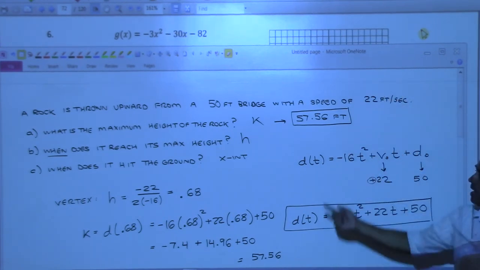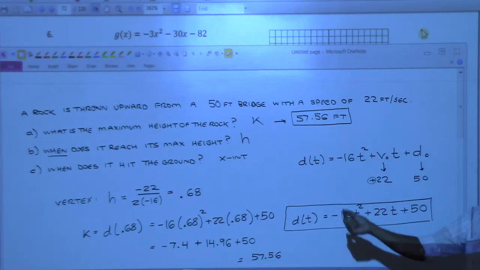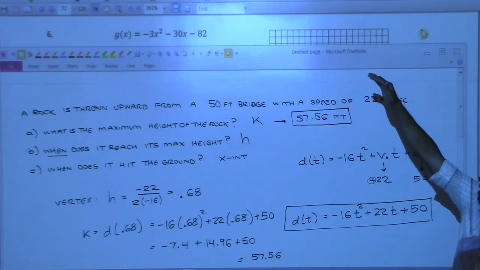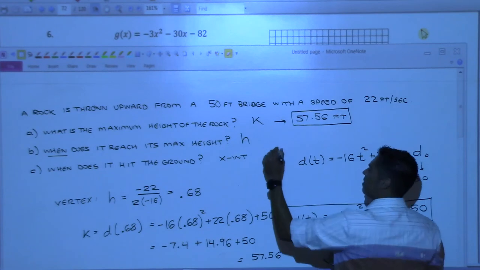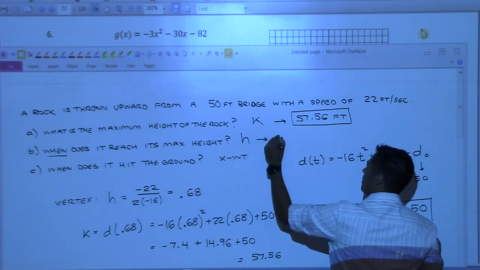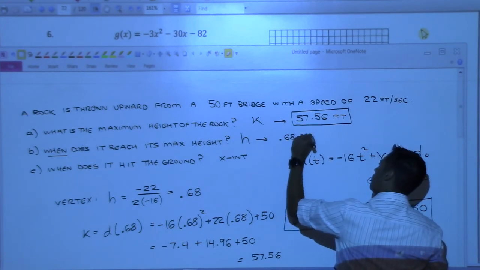Now, how long did it take to reach that height, that maximum height? So when you threw it, left your hand, clock started going up. How long did it take before it reached that maximum height? 0.68 seconds, right? Half a second almost. A little bit more, 0.68 seconds.